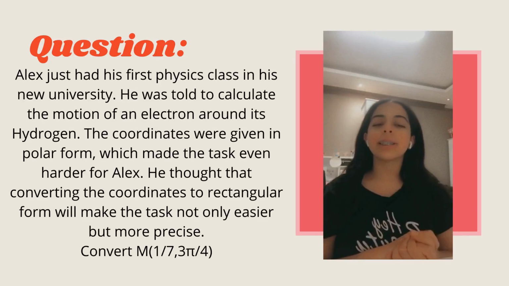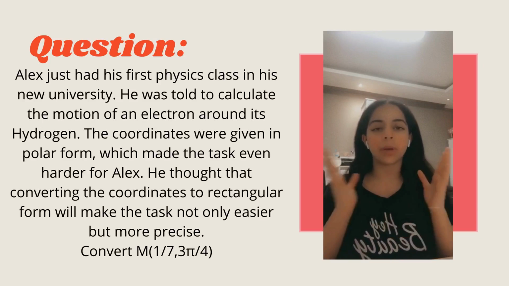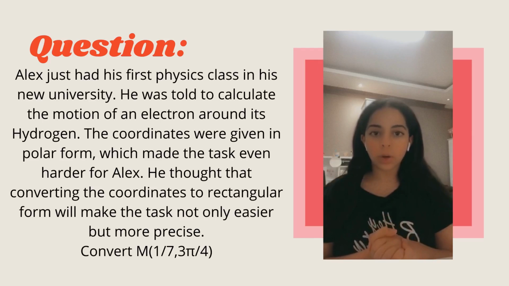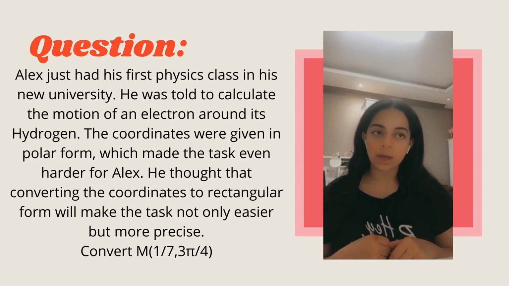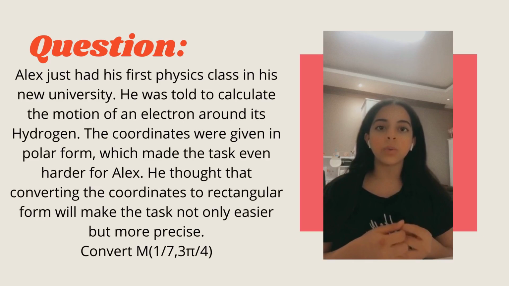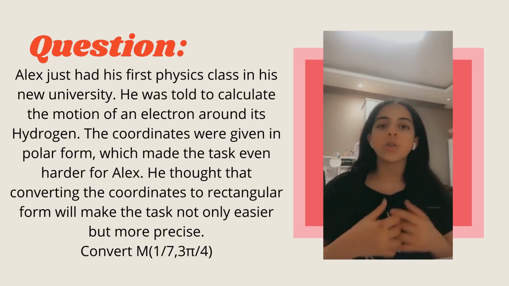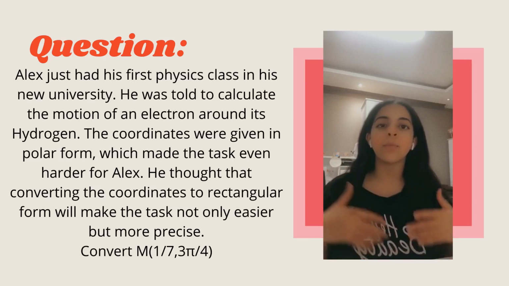Hello. So today our lesson we're going to be talking about converting polar coordinates into rectangular coordinates. So here in our question we have a guy named Alex, and he just had his first physics class in uni. And he was told to calculate the motion of an electron around its hydrogen, but he found it really hard since the coordinates were given as polar coordinates. So he thought maybe converting them into rectangular coordinates would make it easier and more precise.